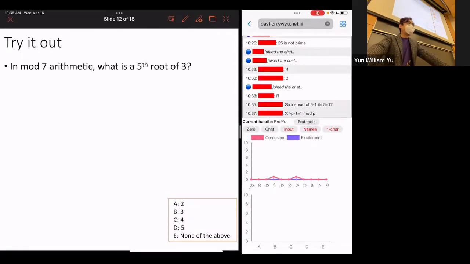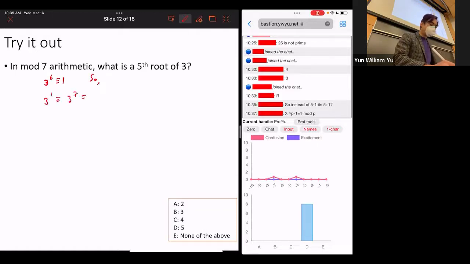So of course, you'll be using the same strategy that we did for the last one. Okay, we're starting to get some answers. Well, what are we going to start out with? Well, we start out with 3 to the 6 is congruent to 1. So we know that 3 to the 1 is congruent to 3 to the 7, it's congruent to 3 to the 13, it's congruent to 3 to the 19, it's congruent to 3 to the 25. We notice that taking the 5th root of 3 and taking the 5th root of 2, the process is basically the same.